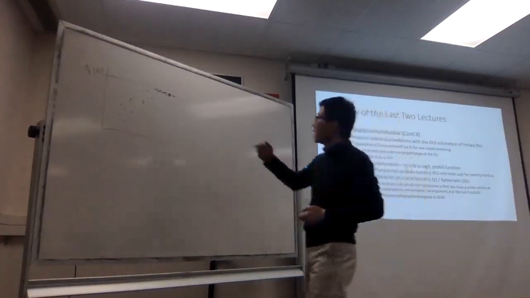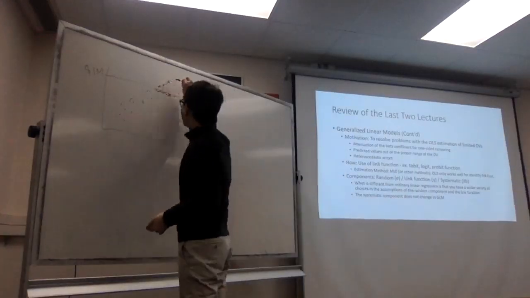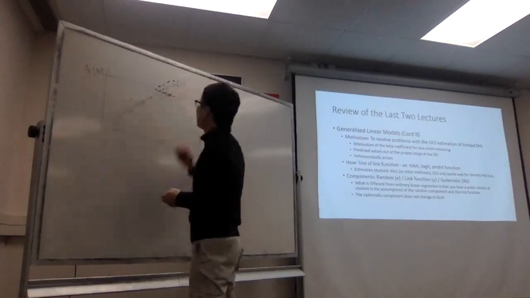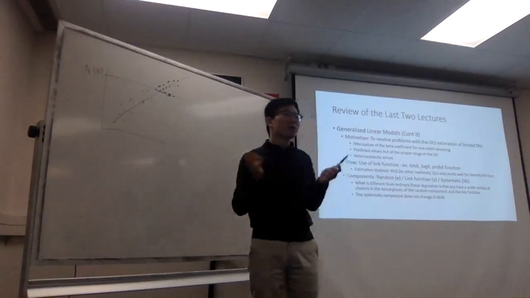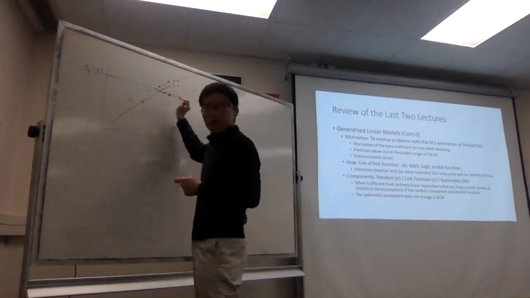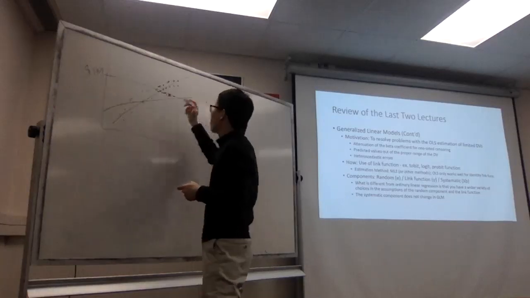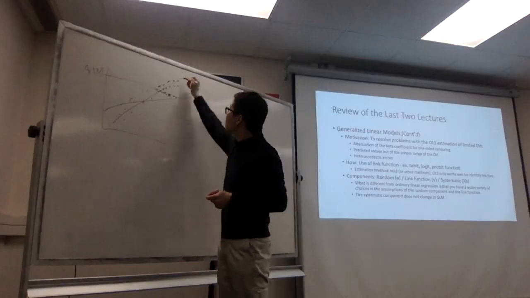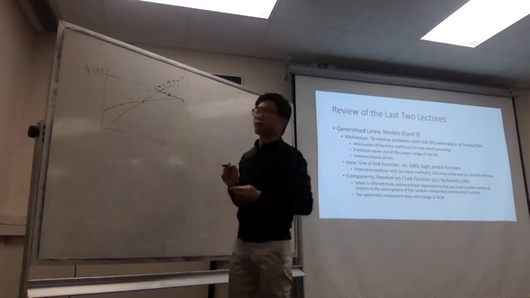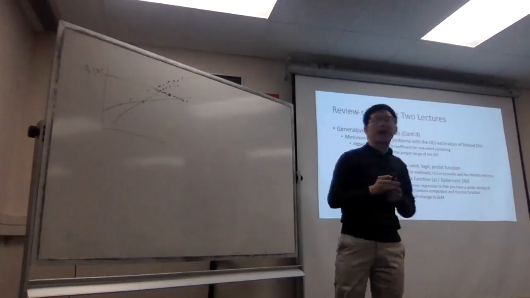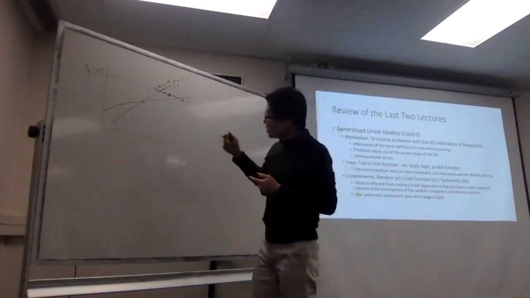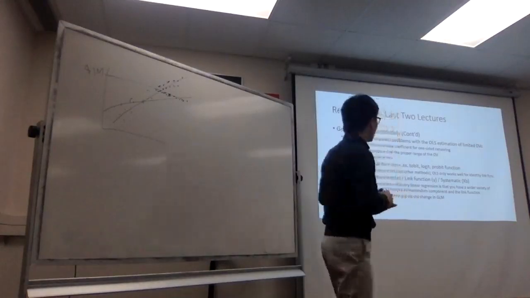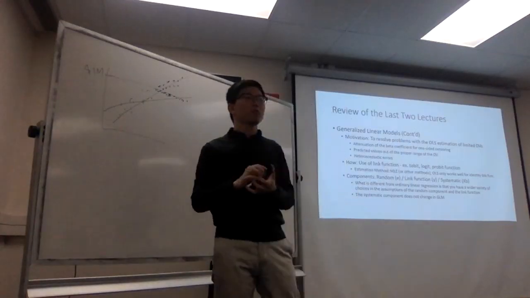If they were not censored, the regression line would have been this one. But because they were censored, now the estimated regression looks like that. Does that make sense? So that is the first problem of OLS estimation of limited dependent variables.